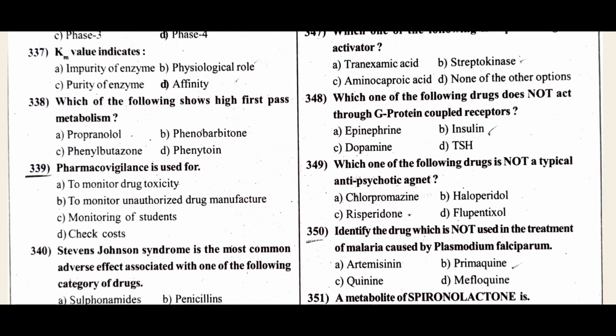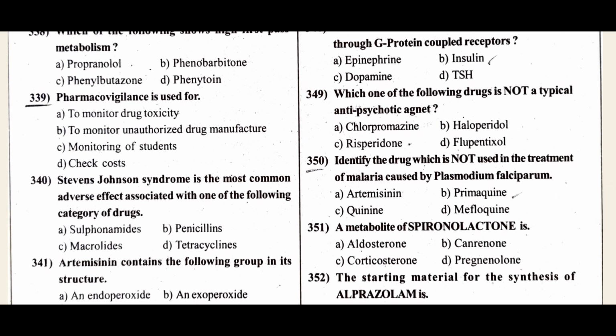Which one of the following drugs is not a typical antipsychotic agent? Option A chlorpromazine, option B haloperidol, option C risperidone, option D flupentixol. The correct answer is option C, risperidone.